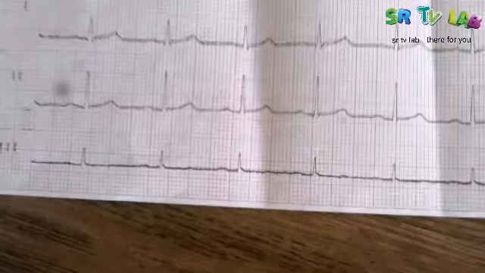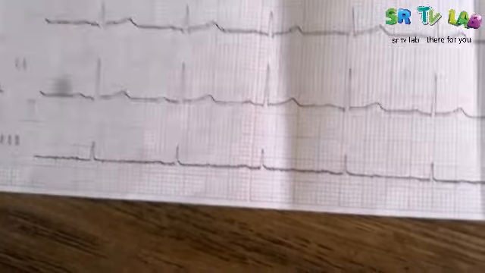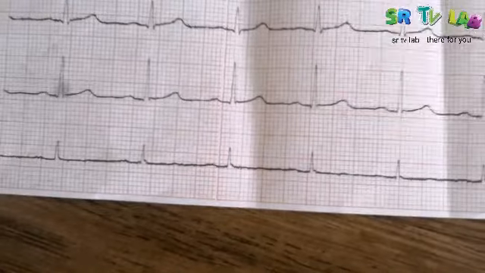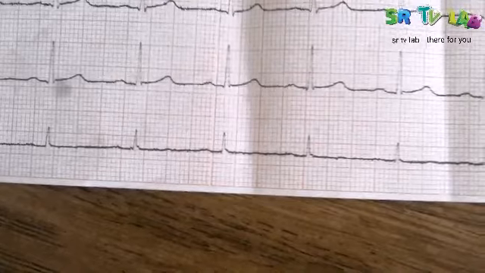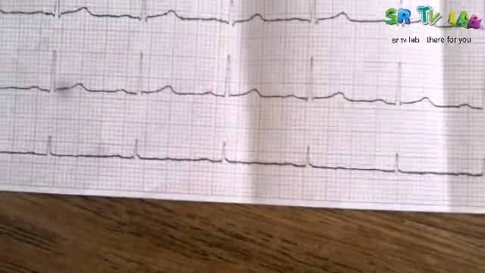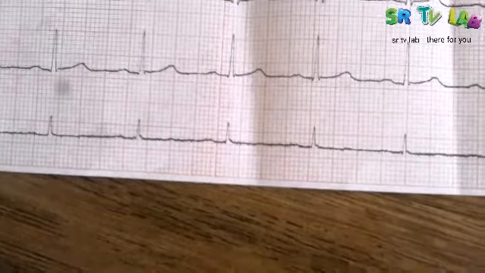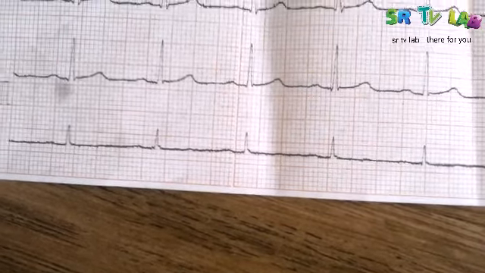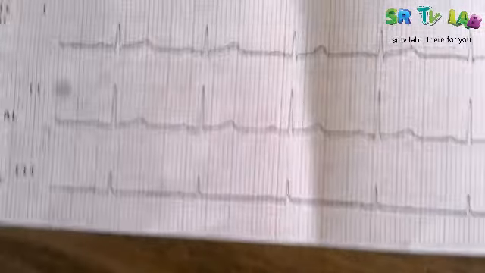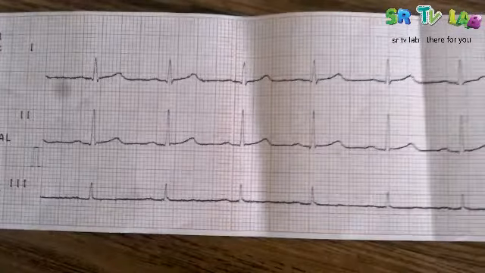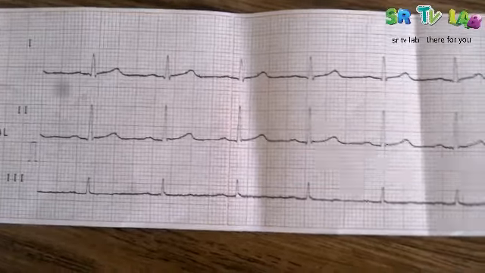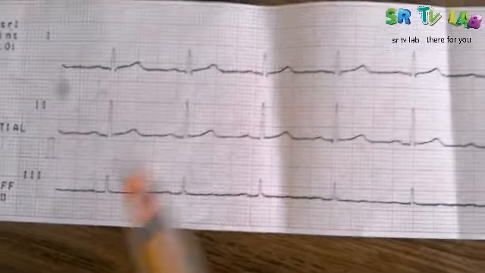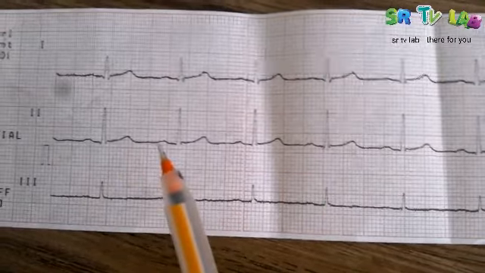Let's start with PR. The duration of PR interval should equal 0.12 up to 0.20 seconds. And you remember the speed of this electrocardiogram, when it comes out of the electrocardiography, it is 25 millimeters per second. 25, they are 5 big squares.